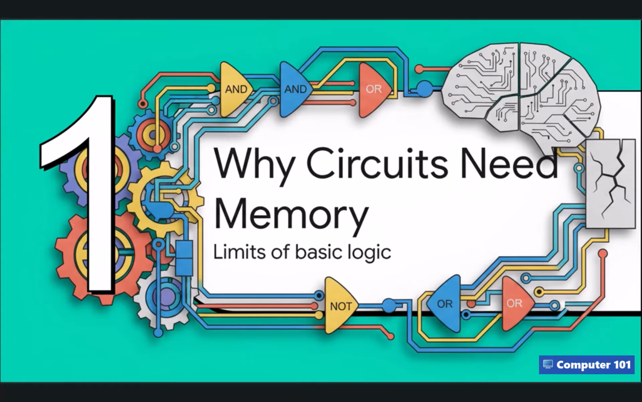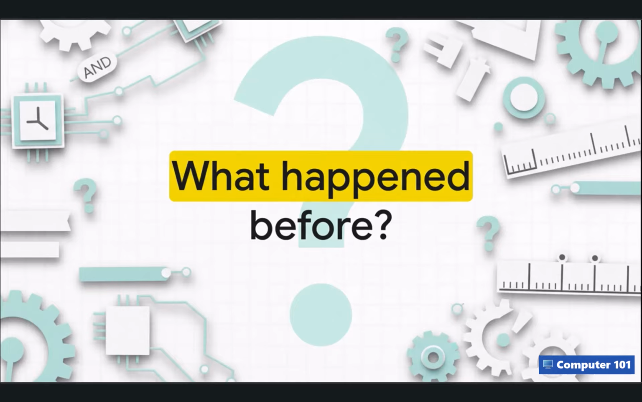Why circuits need memory. The limits of basic logic. Okay, let's dive into this. Before we look at the solution, we kind of have to understand the massive roadblock early computer engineers were facing. Basically, basic combinational circuits are like amnesiacs. They only know what's happening at the exact moment you give them an input. You can't ask them, hey, how many times did this occur? And they absolutely cannot answer the most fundamental question, what happened before? Without memory, any sort of complex digital behavior is just flat out impossible.